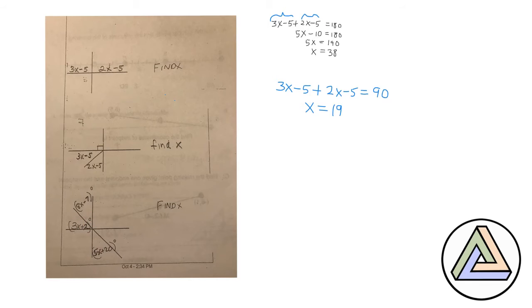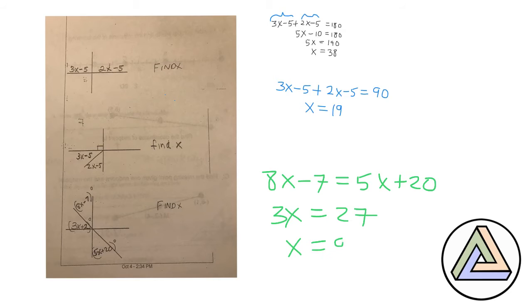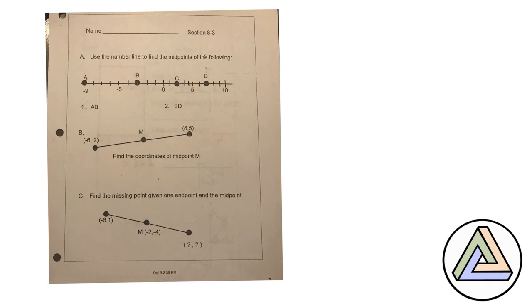This is the vertical angle. That is the correct thing to focus on. So we're going to say that 8x minus 7 equals 5x plus 20. Subtracting 5x from both sides gives me 3x. Adding 7 to both sides gives me 27. And then we have dividing both sides by 3 gives me 9. We just found x is 9, and that is that one.